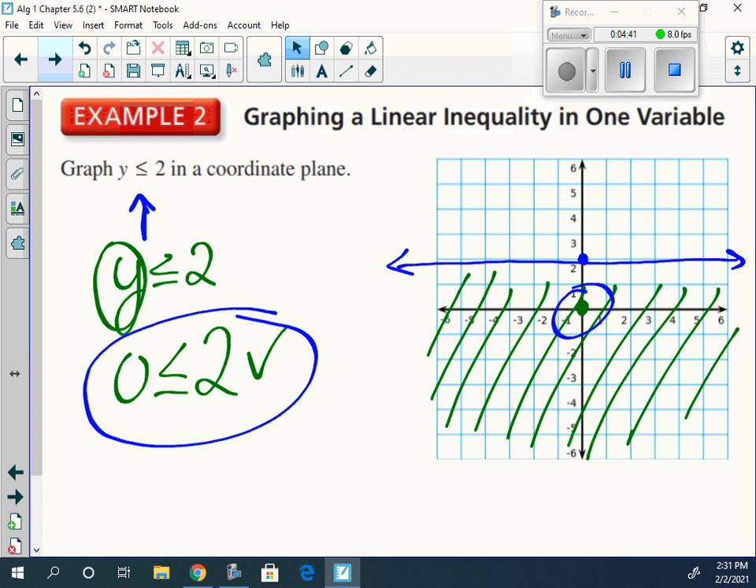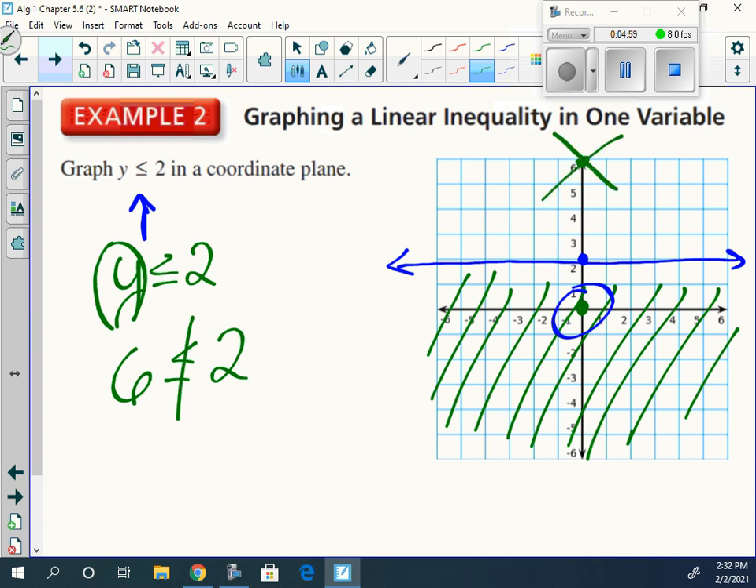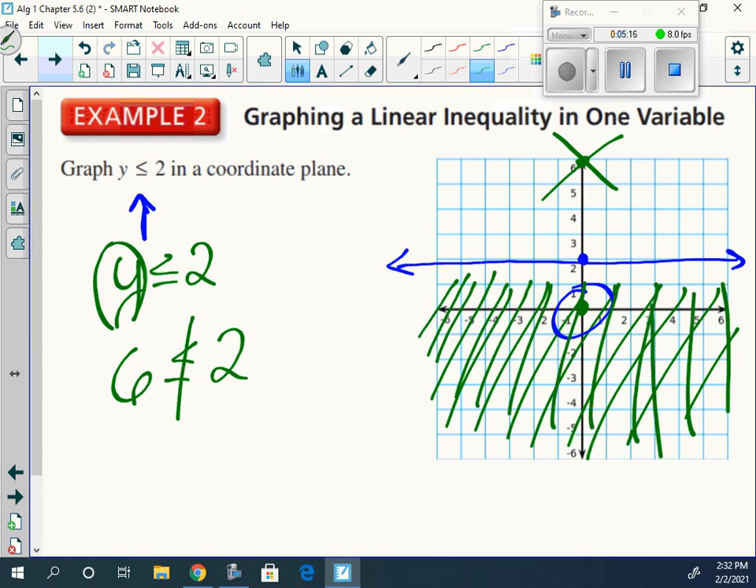Now, say we pick the point 0, 6. We don't have an x value here, but the y value would be 6. Now, is 6 less than or equal to 2? This is false. So we don't shade the side with that point because it is false. Those points would not be true. So we won't shade this side, we shade the side that doesn't contain that point, because any point in this area would make it true.